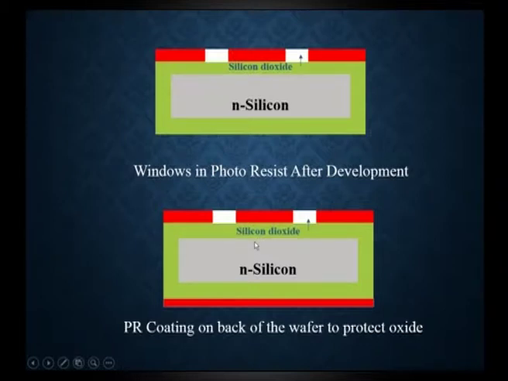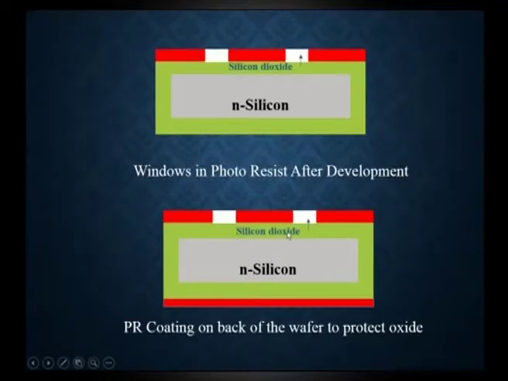Next is the PR coating on the back of the wafer to protect the oxide. Wherever we write PR, it means a photoresist coating. So, the PR coating is applied again on the back of the wafer to protect the oxide. The oxide layer, that is, the silicon dioxide layer, has to be protected in the window region. So, PR has to be coated again on the back of this window area.